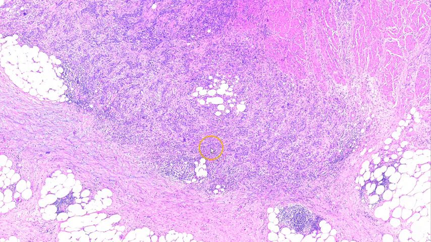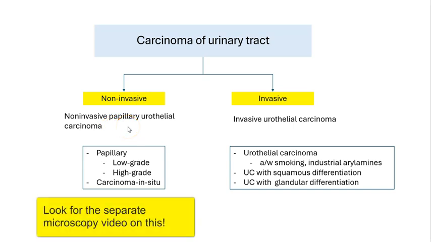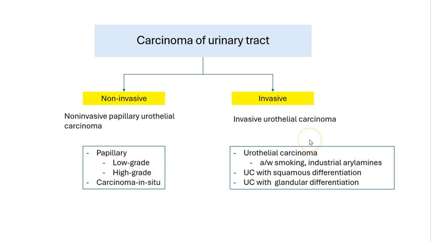Let's learn a bit more about invasive urothelial carcinoma. Carcinoma of the urinary tract can be divided into non-invasive and invasive carcinoma. The non-invasive carcinomas are called non-invasive papillary urothelial carcinoma. They usually have a papillary configuration, and they can be low or high grade. Invasive urothelial carcinoma invades into the wall of the bladder, and it can be the usual or classical type of urothelial carcinoma. It can also sometimes have squamous or glandular differentiation or have other histological patterns.